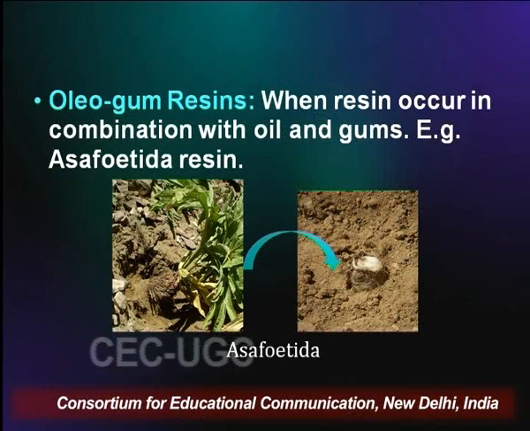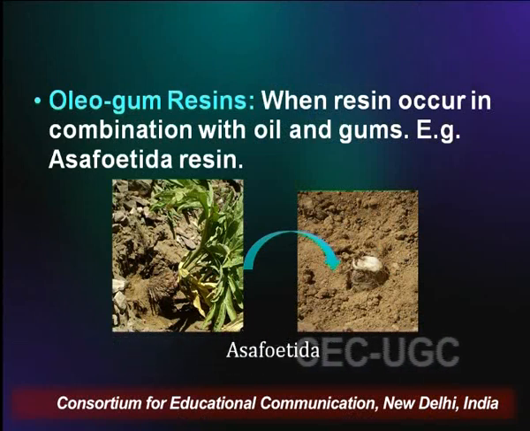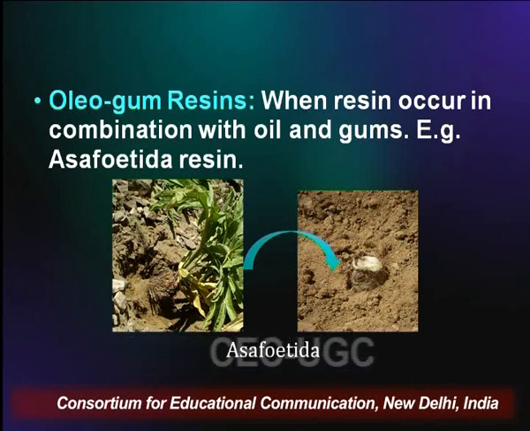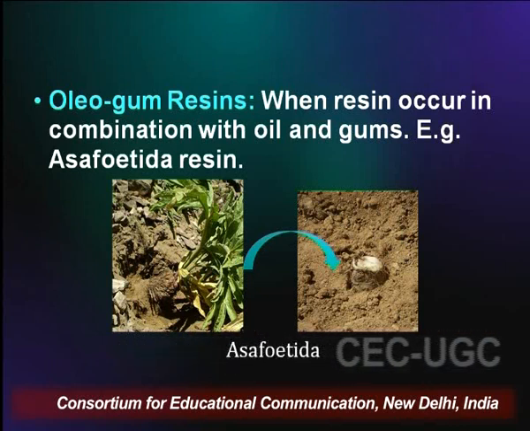The most common examples of oleoresin are the turpentine resin and the second one is that of ginger. Next we have the oleogum resin. As the name indicates, this resin occurs in combination with volatile oil as well as gum. Gums are carbohydrate in nature, oils are terpenoidal in nature, and when these two types of secondary metabolites come together in a resin form, we call it an oleogum resin. The most common example of oleogum resin is Asafoetida, which we commonly know as hing.